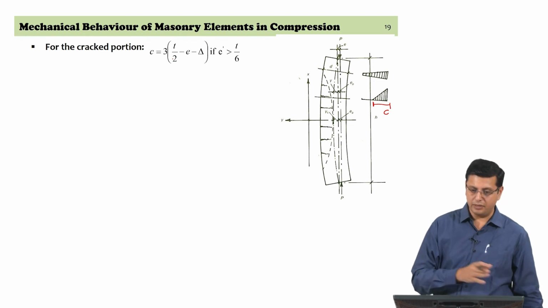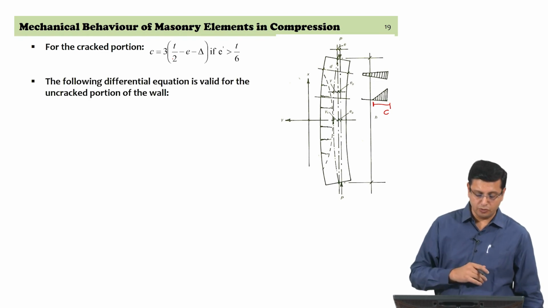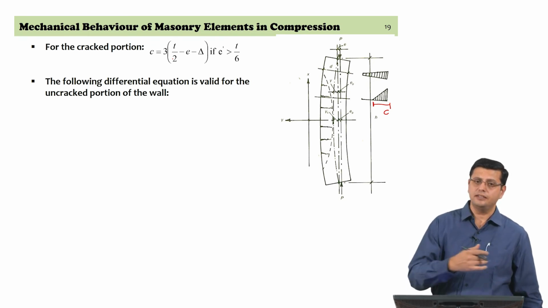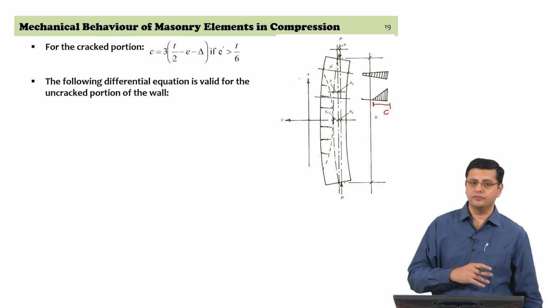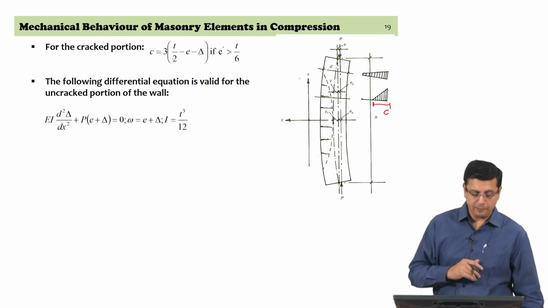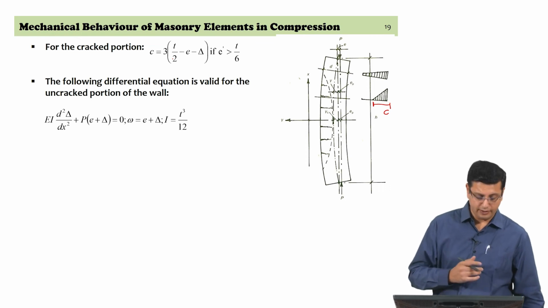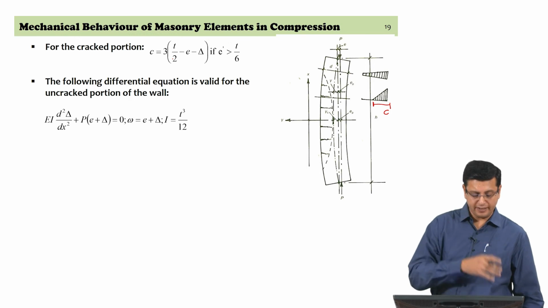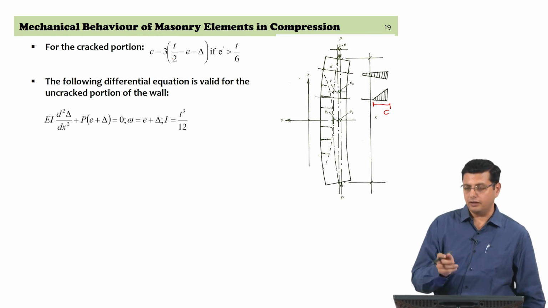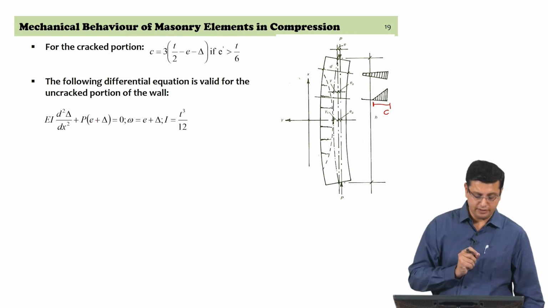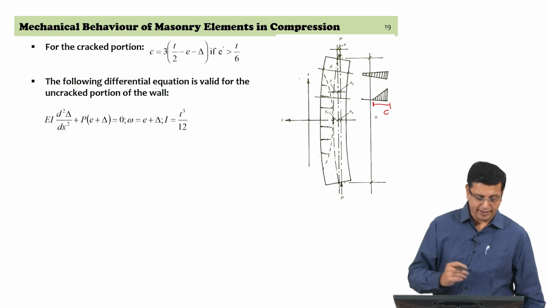So, we have established the width of the compressed zone for the two situations. Now, as I said, we need to establish differential equations that are different for the cracked and uncracked segments of the wall itself. So, for the uncracked portion of the wall, the total eccentricity is the eccentricity of the load plus the deflection at that section.